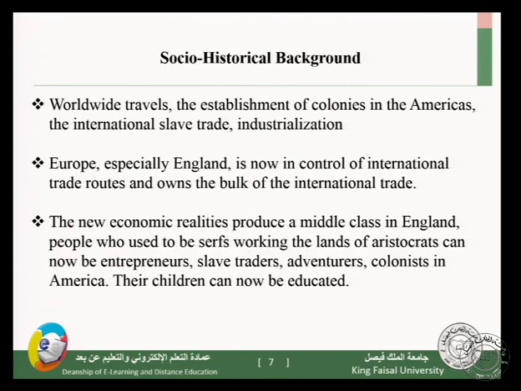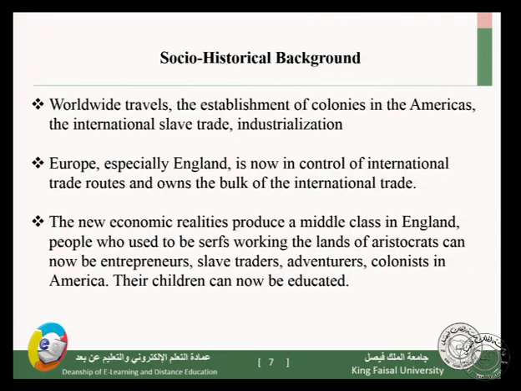Europe, especially England, is now in control of the international trade routes. Most of the international trade routes are now controlled by European states, especially England. And now European states own the bulk of the international trade, the biggest share of the international trade. So these new economic realities produce a middle class in England.